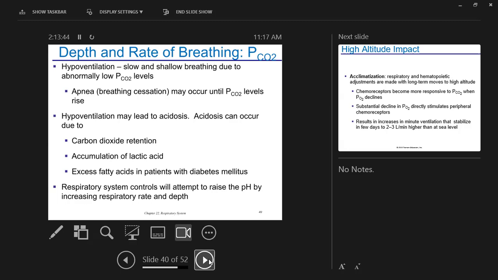What about ketoacidosis? What about your diabetic patient with ketoacidosis? Again, acidosis. So the respiratory system is going to try and fix these situations. If your pH is too high, your breathing rate will slow down. If your breathing rate has slowed down and you're retaining carbon dioxide, your breathing rate will accelerate. The drivers in a lot of these cases are going to be the CO2 levels.